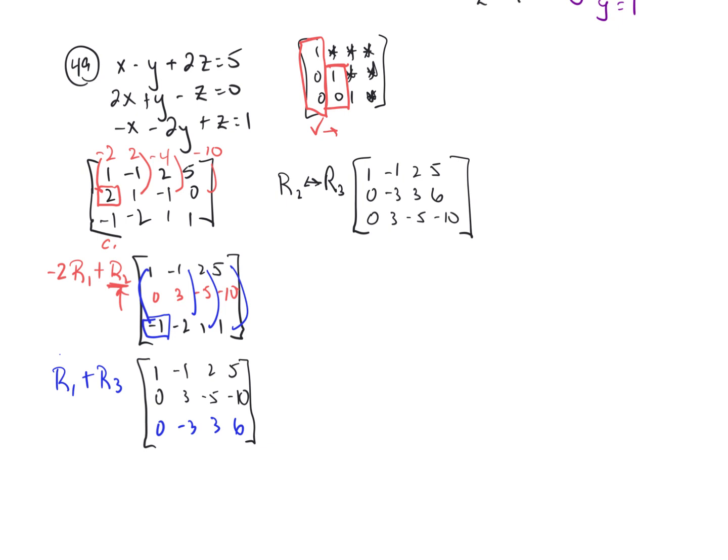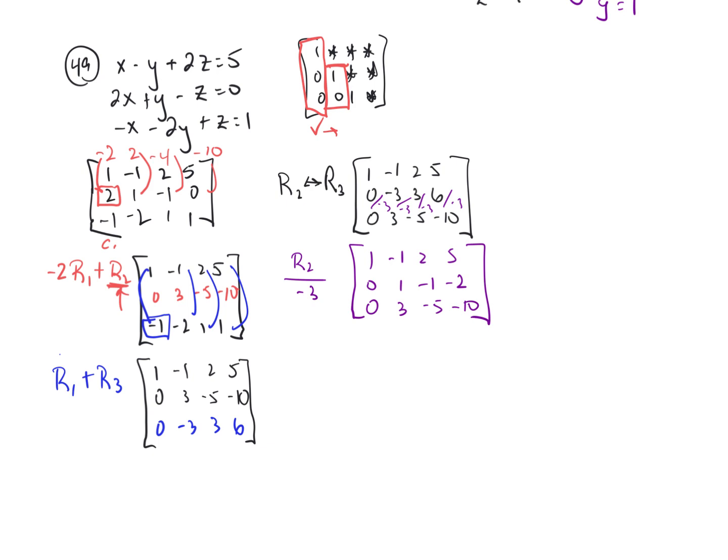Okay, so now what I can do, I can take row 2 and divide by -3 to get that 1 there, and I won't have any fractions. So 0 divided by -3 is 0, -3 divided by -3 is 1, 3 divided by -3 is -1, and 6 divided by -3 is -2. And then I have the 0, 3, -5, -10 from that switched row.